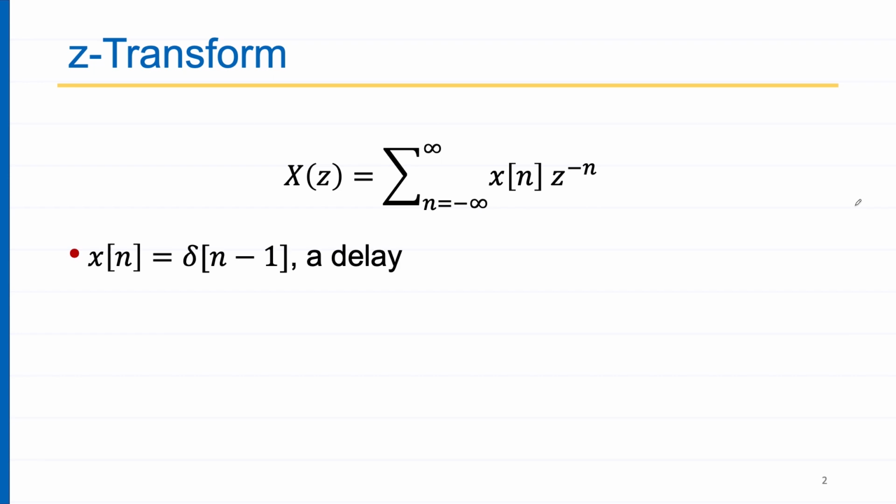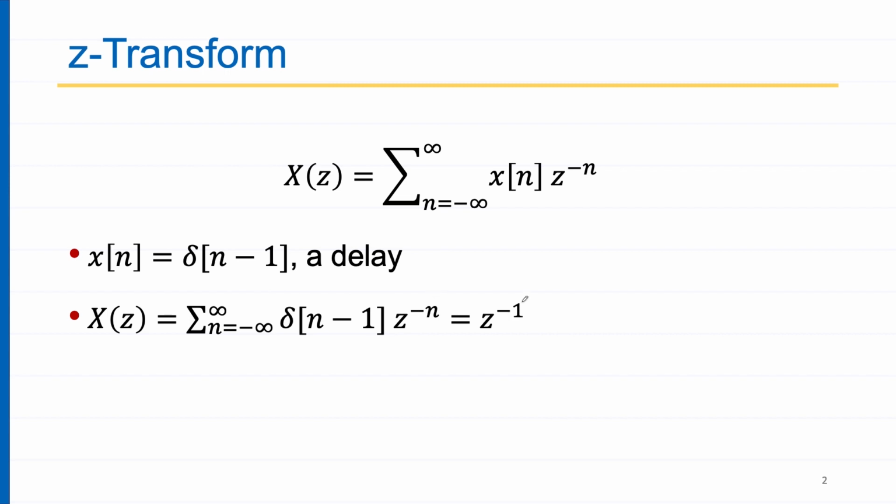And let us look at one very common example. Let's say x[n] is delta[n minus 1], simply a delay. How will the X(z) look like for this? So X(z) is simply the sum over all n of x[n] times z to the power minus n. This will be 1 only at n equal to 1. So let us substitute n equal to 1 here. So we get z to the power minus 1.